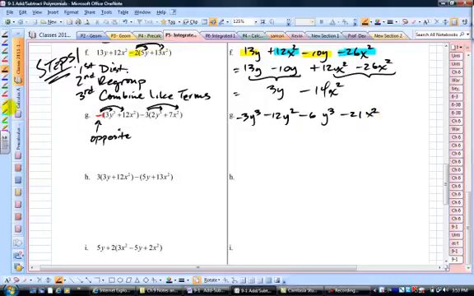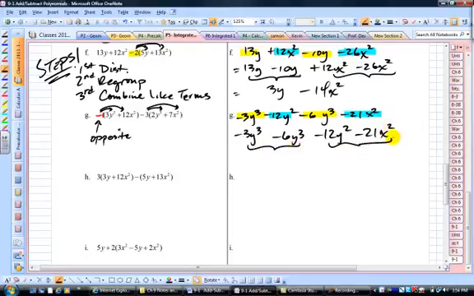Step 2 is regroup. Here we go. Group up those two terms. Okay, so you have -3y cubed minus 6y cubed minus 12y squared because it's being subtracted, minus 21x squared because it's being subtracted. Alright, and then combine.